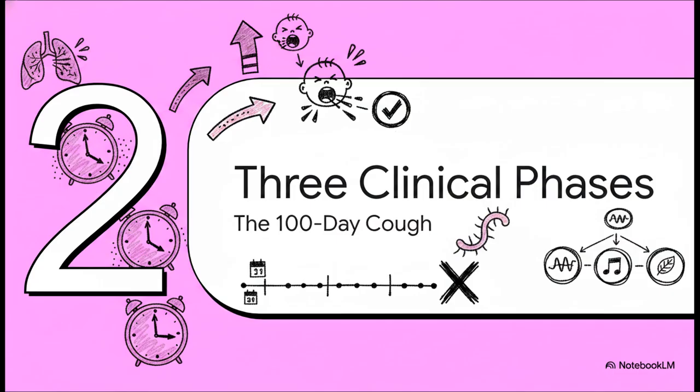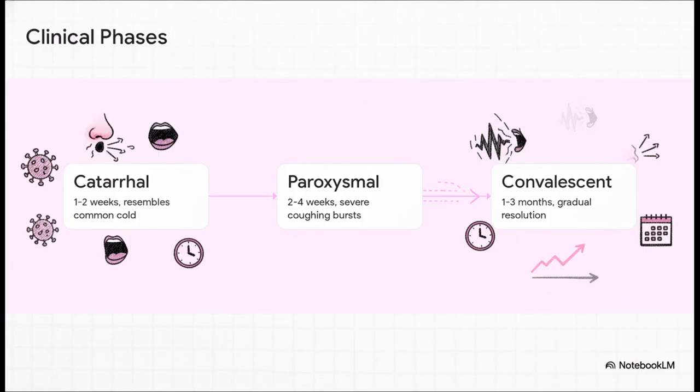Section 2. The 3 clinical phases. The clinical presentation for this disease follows a really predictable, classic rule of 3 sequence. It starts with step 1, the catarrhal phase. This lasts about 1 to 2 weeks, and honestly, it looks exactly like a common viral cold. Nothing crazy. But then it escalates into step 2, the severe paroxysmal phase. That lasts 2 to 4 weeks and is characterized by these incredibly violent coughing bursts. Finally, we hit step 3, the convalescent phase. This part drags on for 1 to 3 months as the cough slowly fades away. You add all that time up, and well, that's exactly how it gets its famous nickname, the 100-day cough.